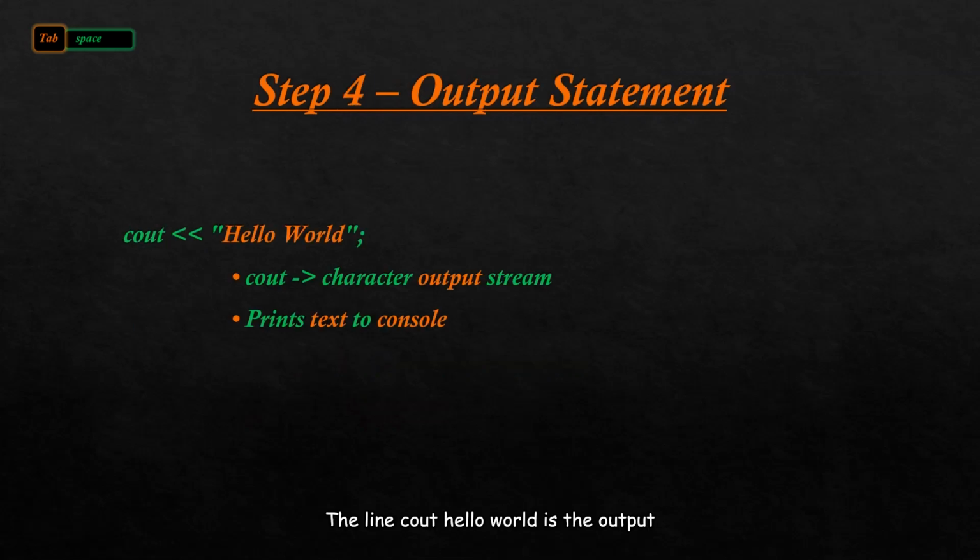The line cout << "hello world" is the output statement. It sends the text hello world to the console where the user can see it. Here cout stands for character output stream.